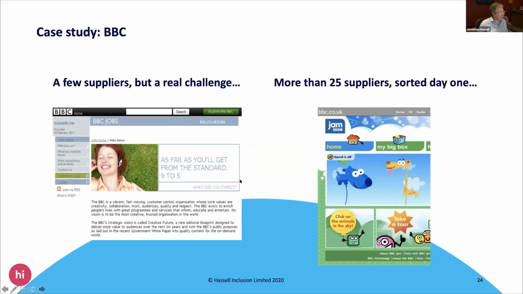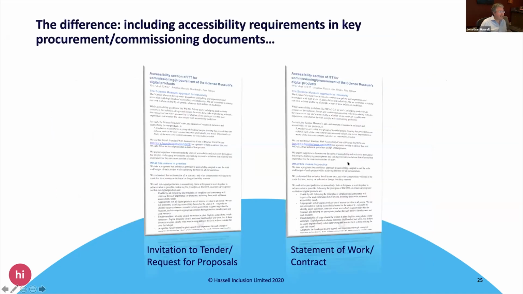John, if you can move on to the next slide. So what was the difference between those two cases? One where things went awfully wrong with one supplier, and one where we actually did possibly the most difficult accessibility e-learning to get right with 25 suppliers.